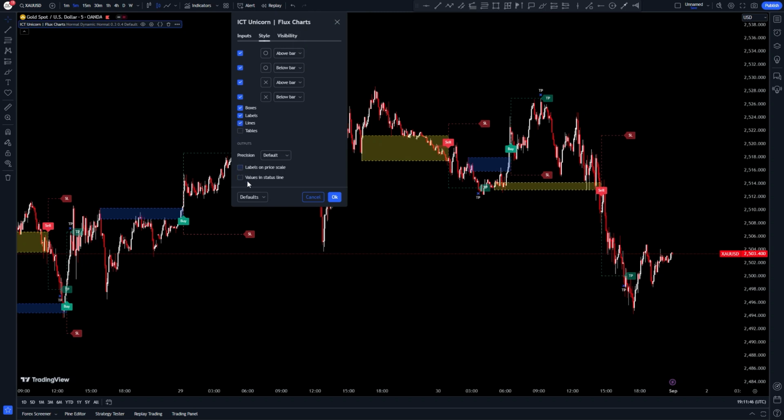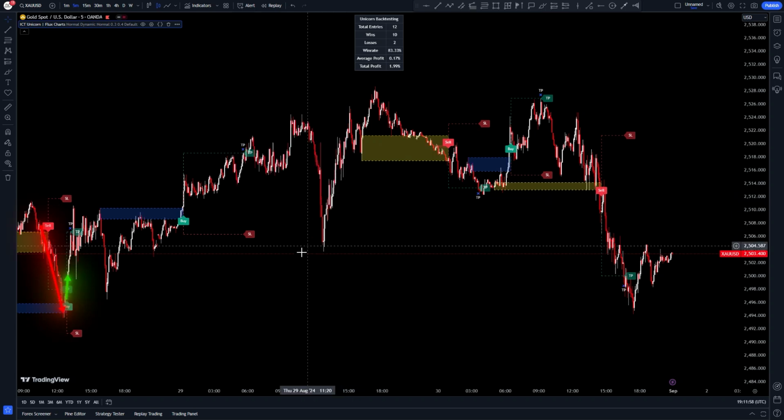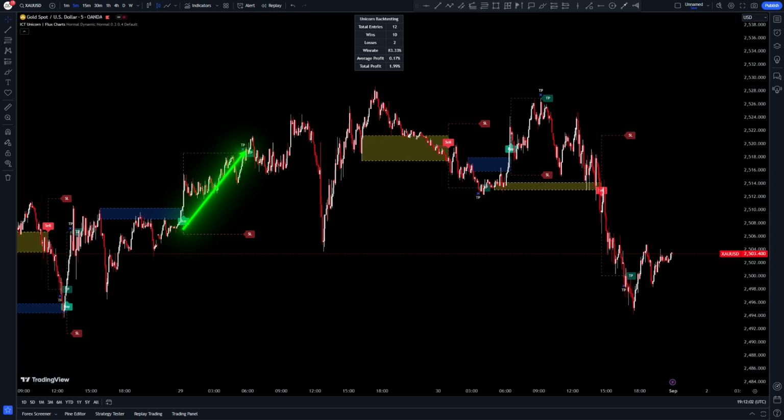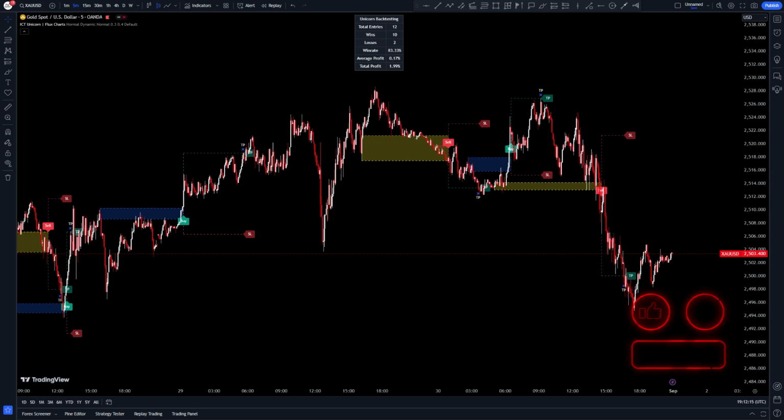In the style section, you can also customize the chart's appearance by disabling certain elements. I prefer a simple chart, but feel free to adjust it according to your personal preference. As you can observe in the live market, the signals from this indicator are outstanding. If you're not familiar with concepts like FVG candles, valid FVGs, and valid FVG breakouts, I recommend watching the Smart Money videos in the Smart Money playlist. I've covered these topics in detail, so make sure to check those videos out.